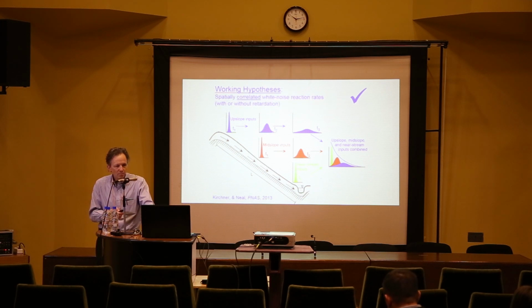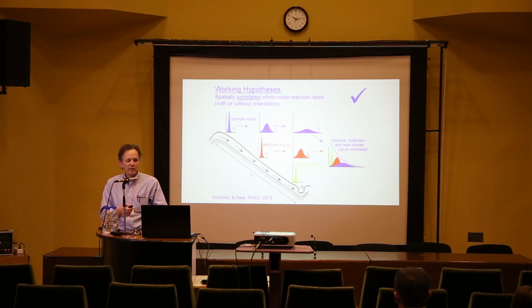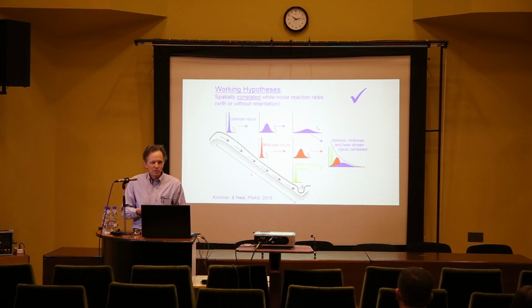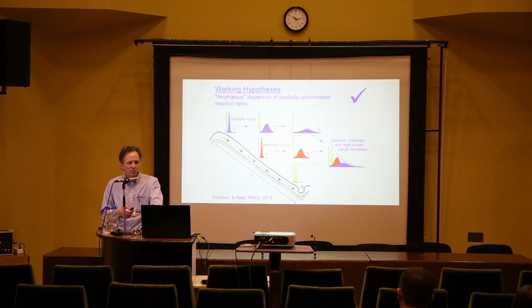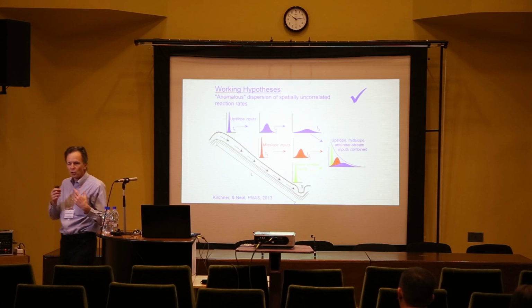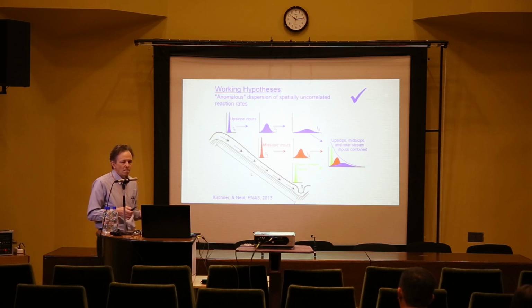And we've shown that this can also be generated by spatially correlated reaction rates along the stream profile with or without chemical retardation. So there are different variants of this very simple model that will generate this kind of behavior. The other thing that will generate this kind of behavior is so-called anomalous dispersion of spatially uncorrelated inputs from reactions.